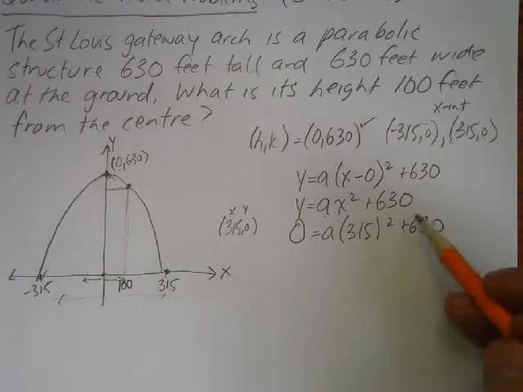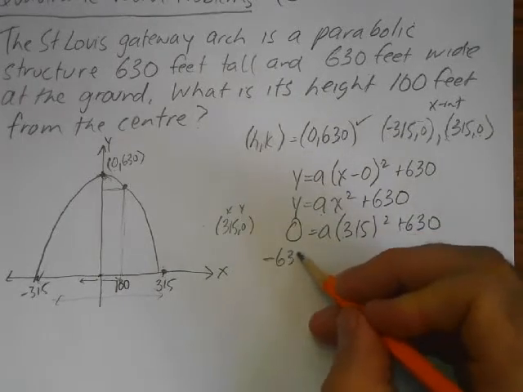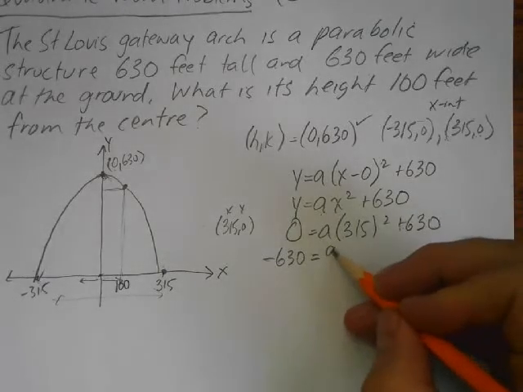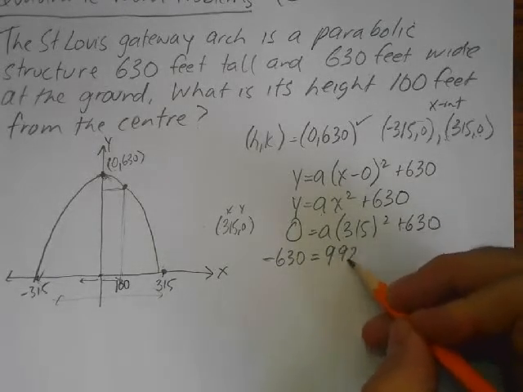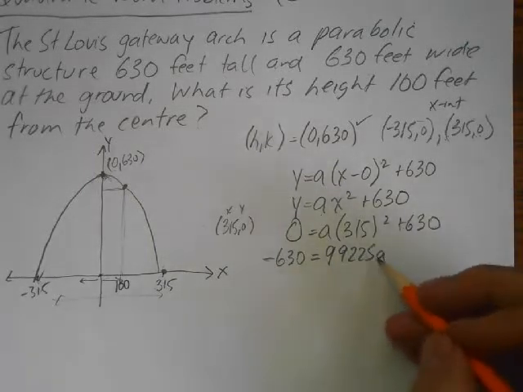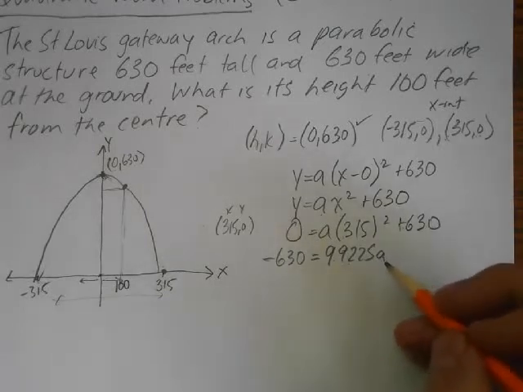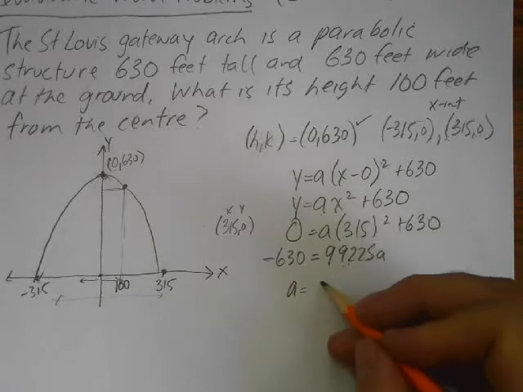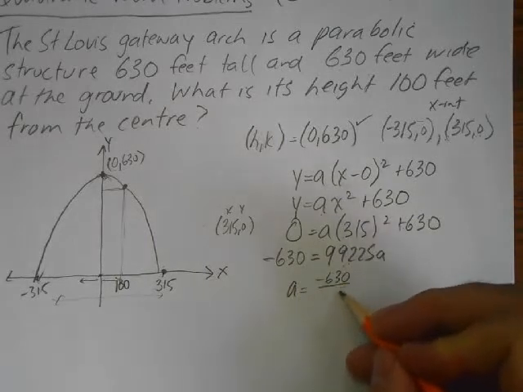Okay, well, I'm going to want to isolate my a, so I can subtract 630 from both sides right away. And then when I square the 315, I'm going to get a pretty big number, 99225a. And when I divide both sides by 99225, I get a is equal to negative 630 over 99225.